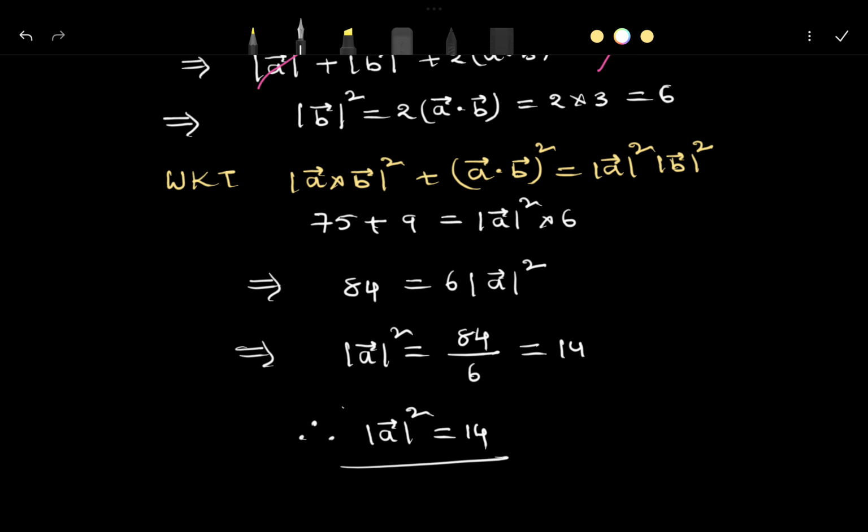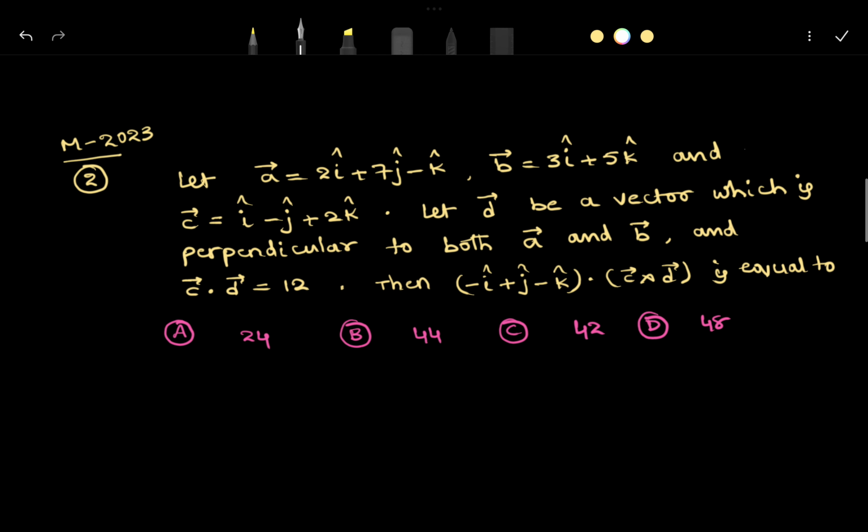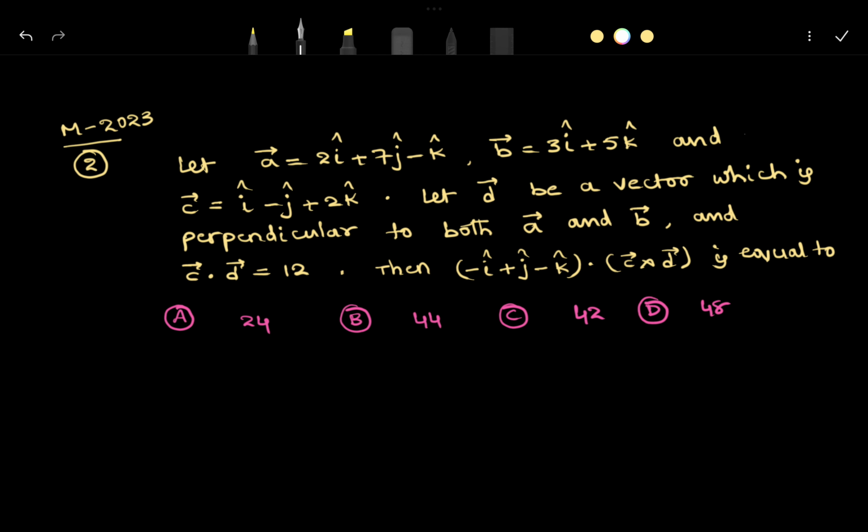Okay, next, one more question in PYQs, we will see that one. Let a bar be equal to 2i plus 7j minus k, b bar equal to 3i plus 5k, and c bar equal to 5i minus j plus 2k.